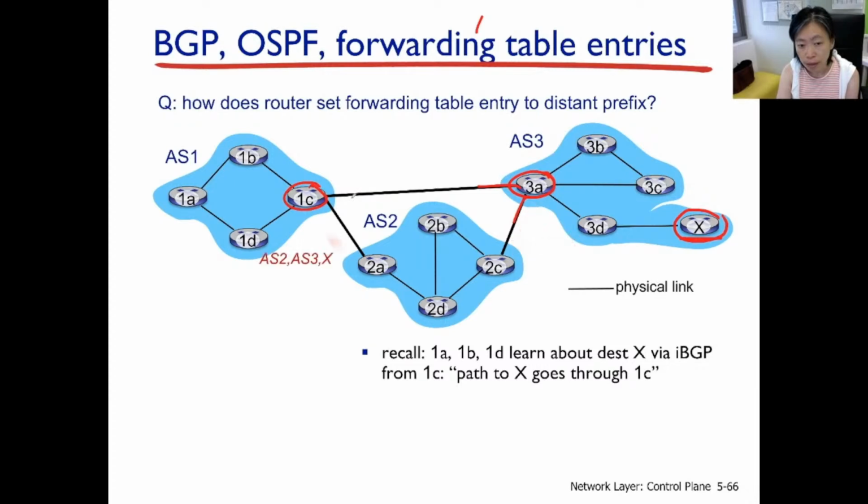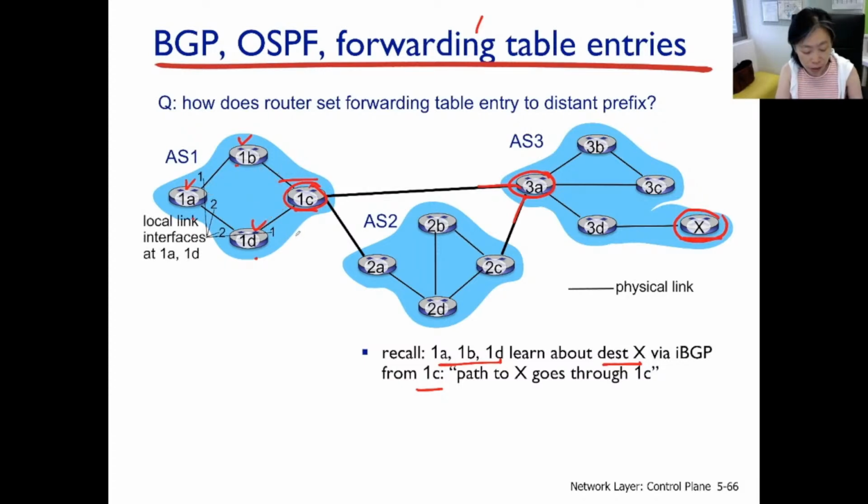So let me run the animation. 1C discovers 2 paths and picks the shorter path. And this shorter path is further propagated internally to all routers. So 1A, 1B, and 1D will learn about the shortest path to destination X from 1C. And what 1A, 1B, and 1D will do is, if I ever receive any packets with destination X, then I will forward the packet towards 1C, the border router that received the AS path.